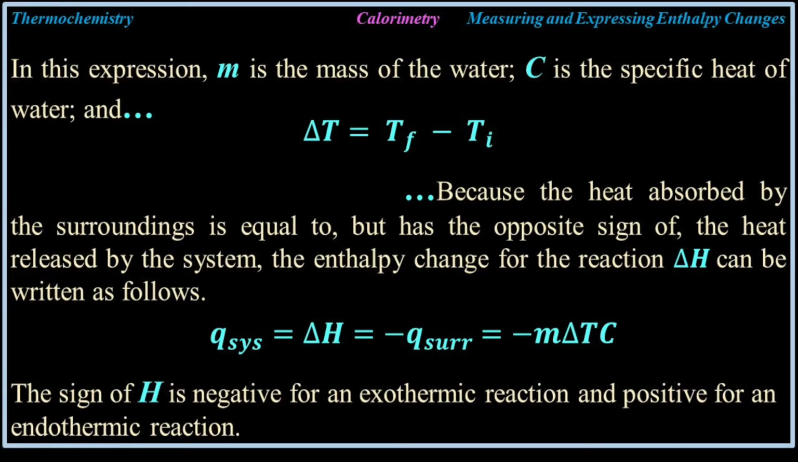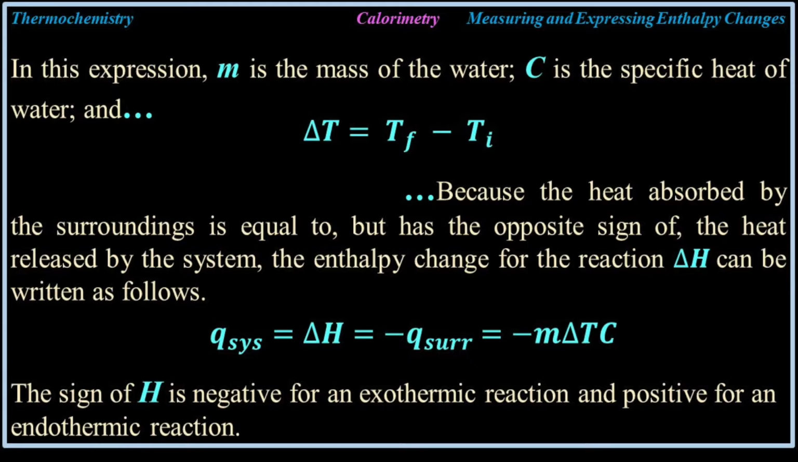The enthalpy change for the reaction, delta H, can be written as follows. Q system equals delta H equals negative Q surroundings equals negative m delta T C. The sign of delta H is negative for an exothermic reaction and positive for an endothermic reaction.